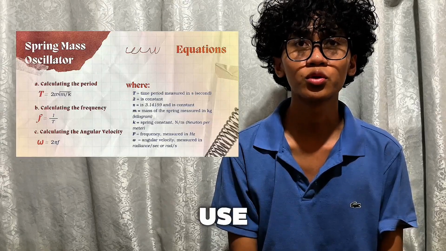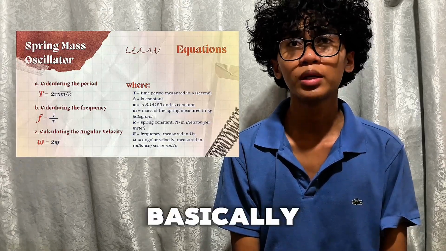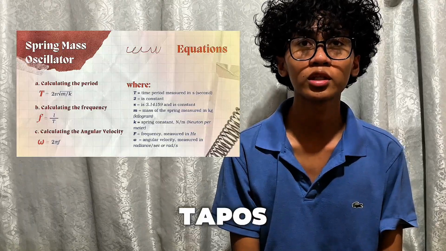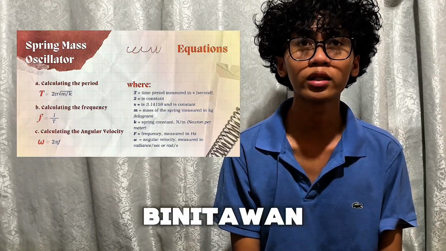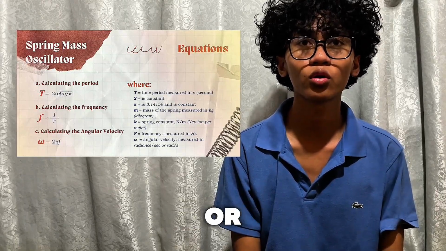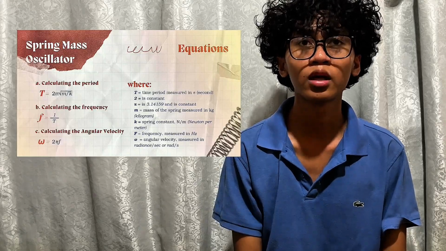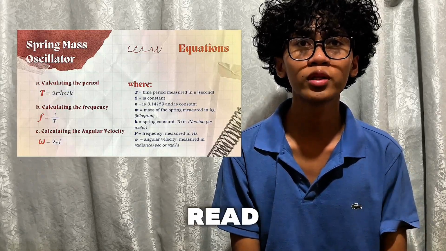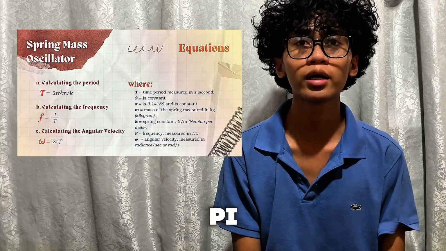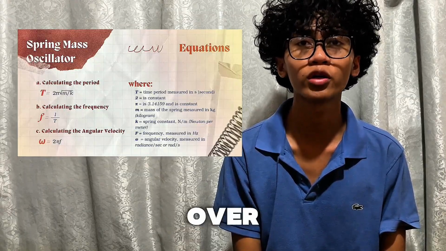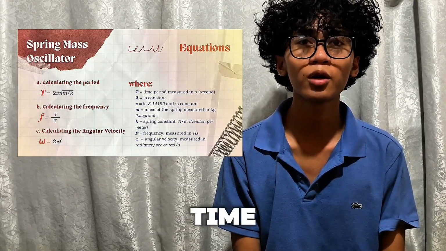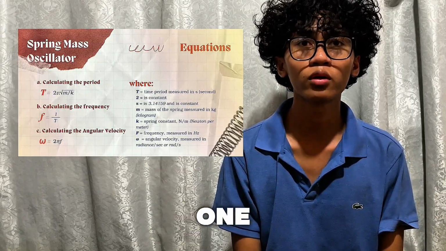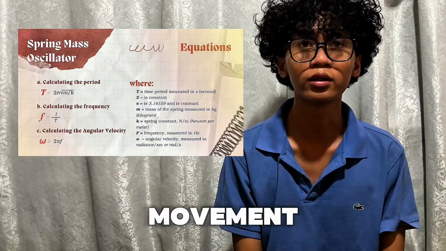Specifically, the equation we use to describe its motion. Basically, ito yung system na may mass na nakasabit sa spring. Tapos, kapag hinila mo siya at binitawan, it moves back and forth, or what we call oscillation. Now, the first one that we have is calculating the period, where you can read it as T equals 2 pi times the square root of m over k, where T is the time period measured in seconds. Yun yung time na needed for one full back and forth movement.